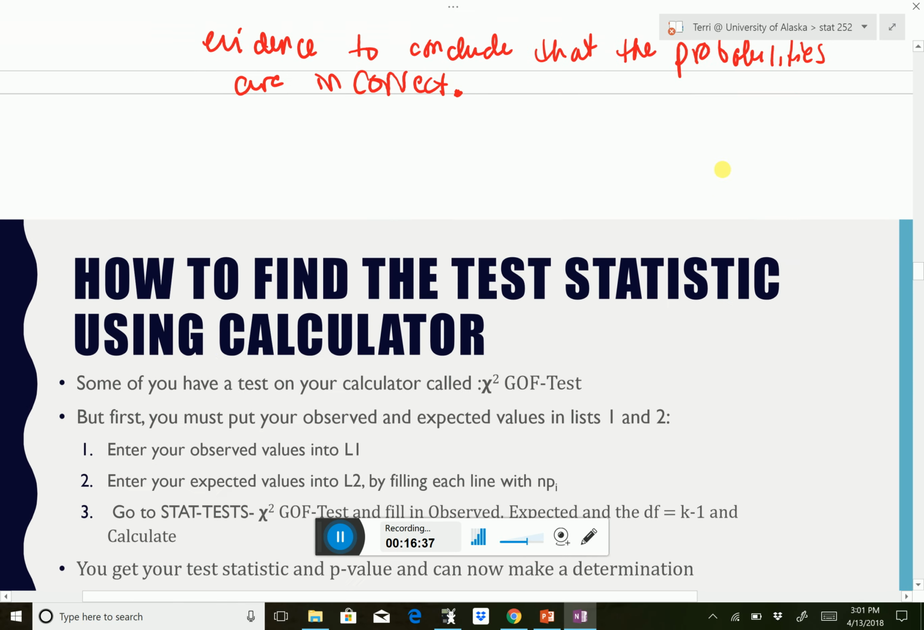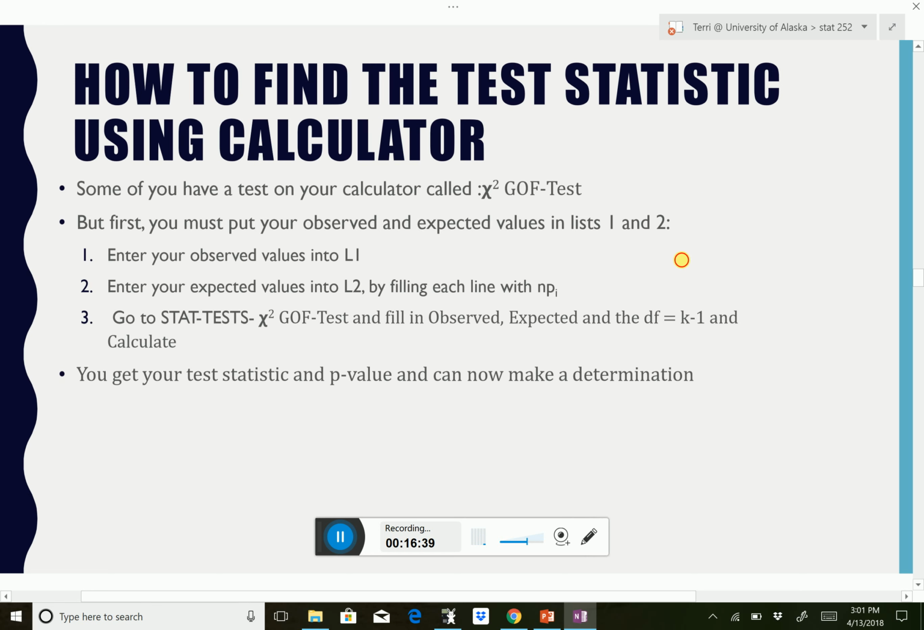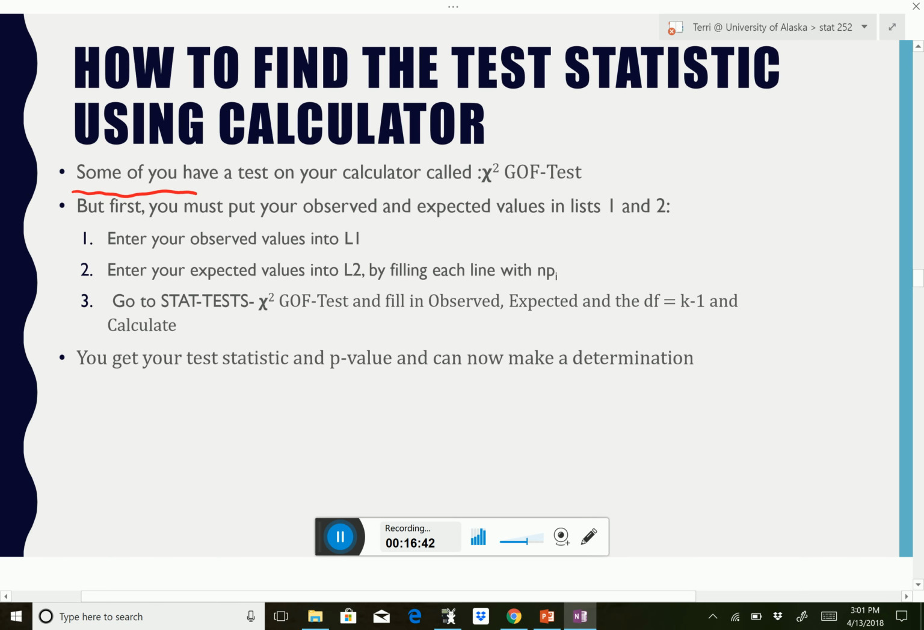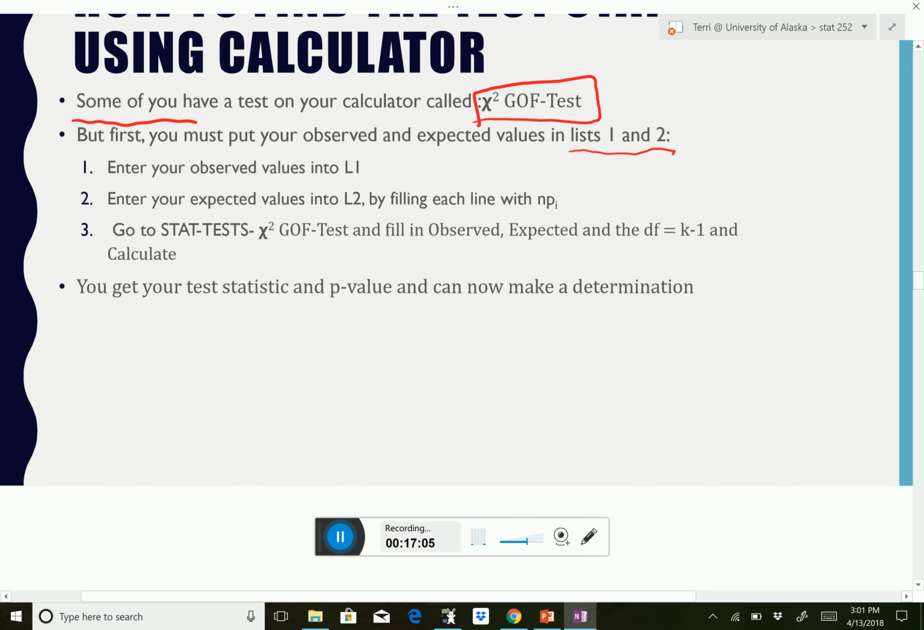Okay, so let's talk about how we do this on the calculator. Some of you will have this test on your calculator called the chi-squared GOF test. Some of you do not have this. The way we're going to be doing this is you're going to put your observed and expected values in lists 1 and 2. Your observed values will go into list 1. Your expected values will go into list 2. You will basically fill each line up with n p i. This may be the same and it may be different. I'll go into more detail in just a moment.